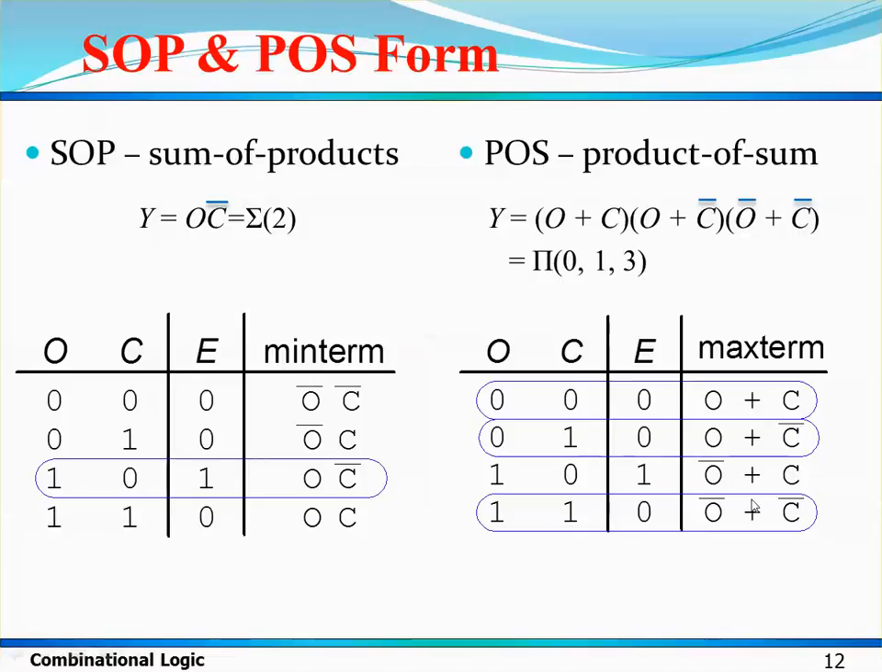And for the product of sum implementation, you have 3 false outputs, this and this. So you have to consider these. This is the big pi of 3 max terms, 0, 1 and 3. For the max terms, this one is O or C, this one is O or C bar, and this is O bar or C bar.